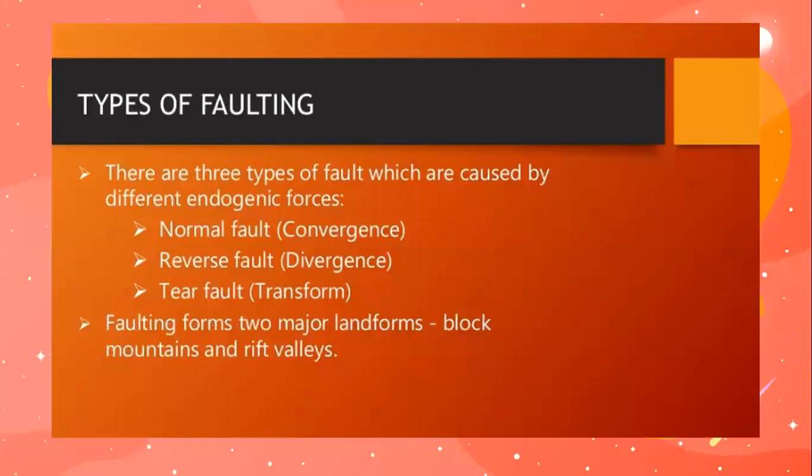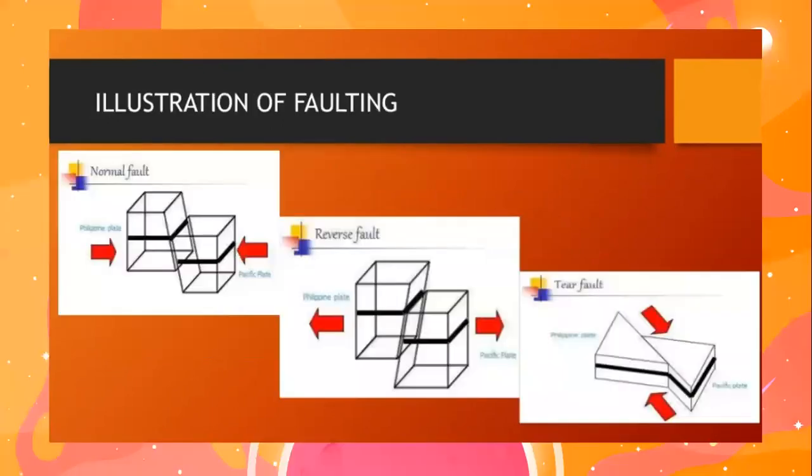Okay, there are three different types of faults. I know you are all familiar with this because we have discussed this in our second topic, the Earth and the subsystems. So there are three types of fault. When you say normal fault, this is convergence, meaning moving towards each other. Reverse fault, divergence, moving away from each other. Tear fault, transform, sliding past each other. Okay, so here's the illustration of the faulting.